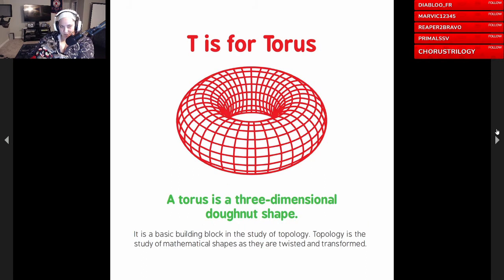T is for torus. A torus is a 3-dimensional donut shape. It is a basic building block of the study of topology. Topology is the study of mathematical shapes as they are twisted and transformed.